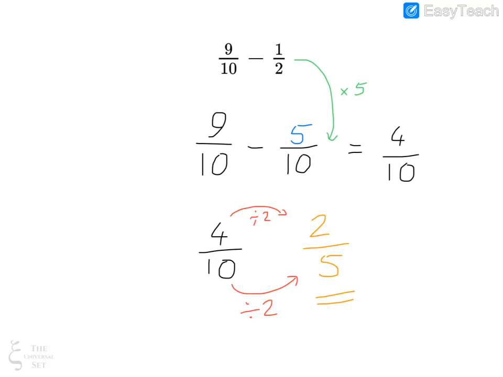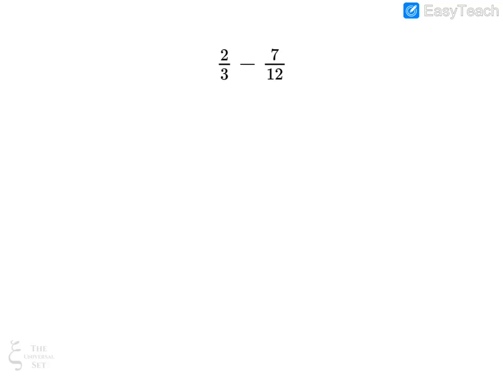Last example we'll look at then. I've got 2/3 and I want to take away from that 7/12. Right, I can't do it yet because we haven't got the same denominator. So let's write them both as 12ths. So this one's going to stay as it is, 7/12. This one I need to change into 12ths. So what have I had to multiply it by to change it into 12ths? Well, that 3 multiplied by what makes 12?